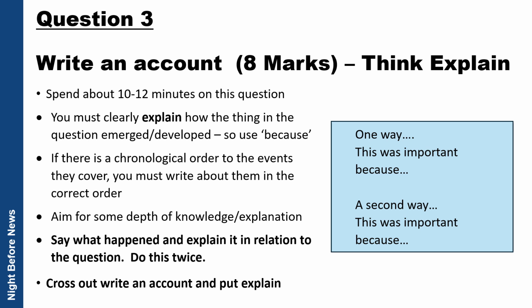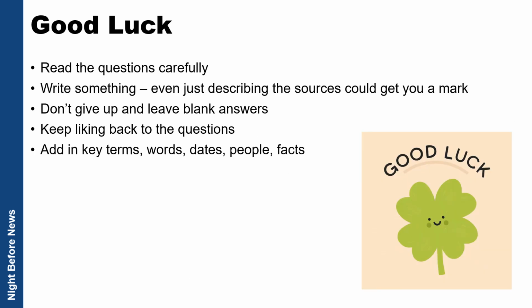So write an account. Again, a very similar question. Very often I've put there think, explain. Very often with the write an account, you can just cross out write an account and put the word explain. They are the same type of question. Again, 8 marks, 2 paragraphs, 10 to 12 minutes, and we are using that word because. Ideally, when you are writing an account, though, the difference we need to see is that you are making sure that the events are in chronological order and you cover them in the right order. If it helps you to, do cross out the words write an account and put the word explain. And again, your structure for this one: way in which this was important because, a second way this was important because. So make sure you read the questions really, really carefully.